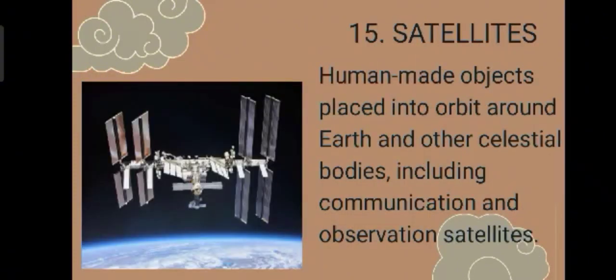Satellites. Human-made objects placed into orbit around Earth and other celestial bodies, including communication and observation satellites. One of these is weather satellites, which are used to gather data on atmospheric conditions from space. Satellites help monitor the development of observed weather systems.